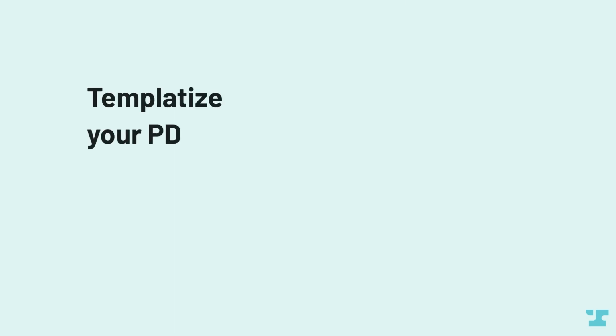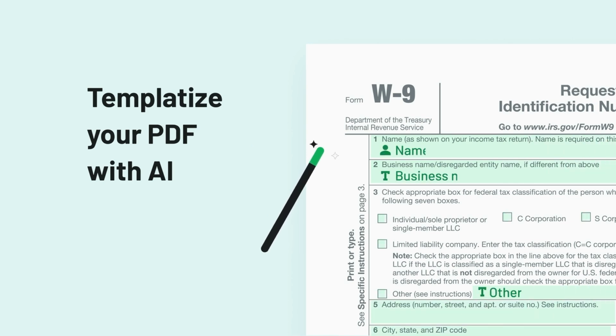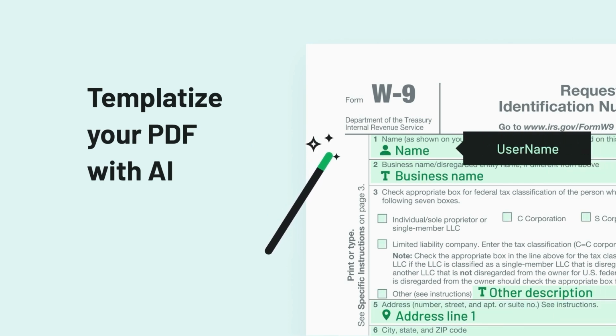Templatizing your PDF is fast with Document AI. Simply upload your PDF and we'll identify and assign field types and field aliases for you. You just need to double check that it all makes sense.